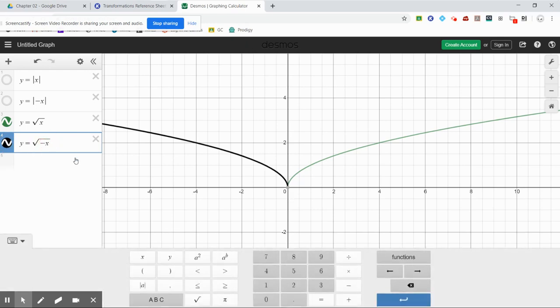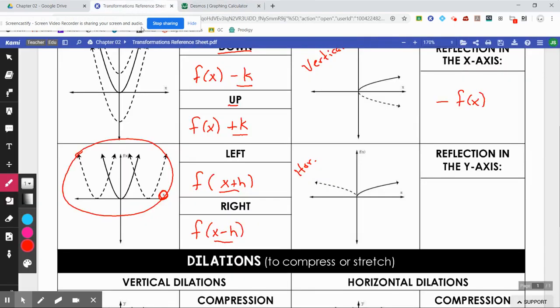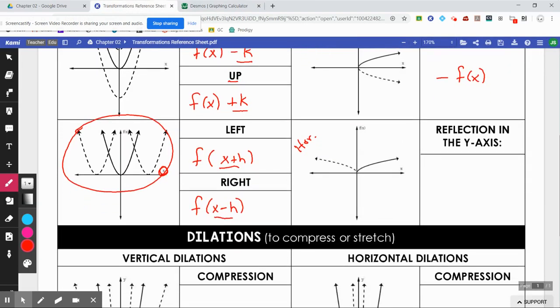And again, notice from what we said a while ago, if I were to go outside of the function and apply the negative there, it would reflect it up and down, or vertically. So to reflect a function horizontally, you take your x value and you make it negative.